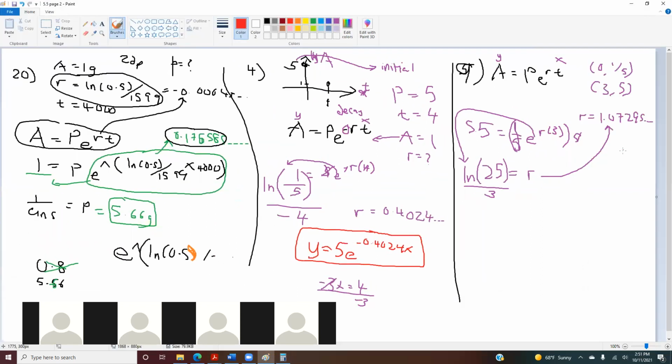In y, 4 decimal places. y equals 5.1/5. e to the that long number. Positive or negative? Positive because it's growth. In 4 decimal places it is 1.073, right? Yep. X. So this is your answer in this case.